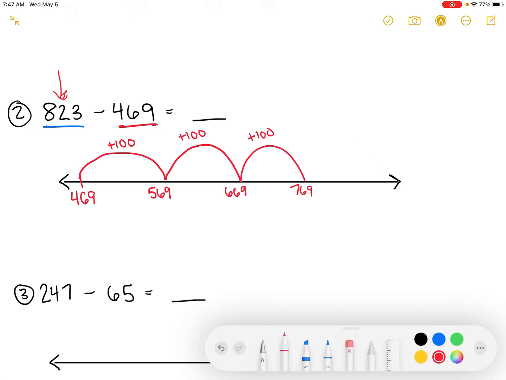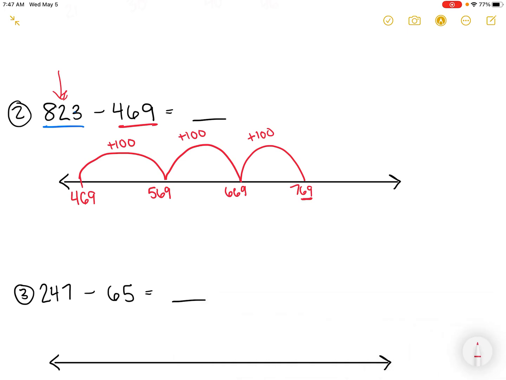The next thing I'm going to do is get to my next 10. So right now we're at 69. I want to get to the 70s. So to get from 769 to 770, I just need to make a jump of 1. Now let's get to the next 100. Let's get to 800. So that's a jump of 30. So that brings me to 800. And now I know I need to get to 823. So I'm going to make a jump of 23 to get to 823.